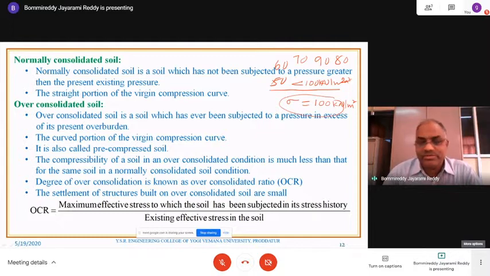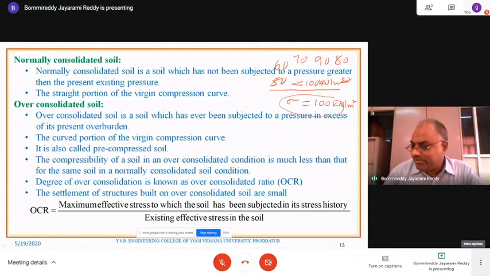Maximum effective stress to which the soil has been subjected in stress history. So stress history means this month or this year, previous 2 years. Observe the different types of loads. Whatever the magnitude of the loads, all the loads must be less than or equal to the existing. Then it is called the normally consolidated soil.